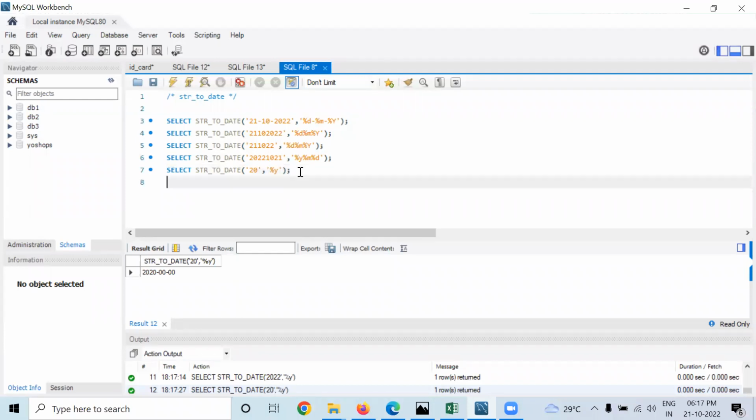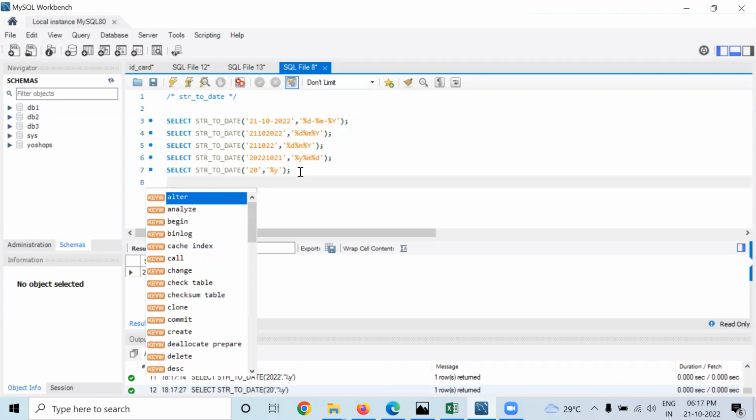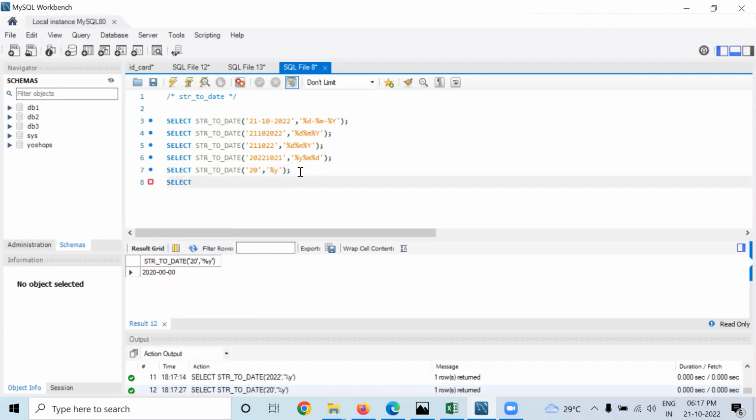Okay. Now if I am putting select str_to_date within brackets, if I am putting some 13, comma, percentage M, what will happen? What will it show? It shows an error, ma'am, because 13 is not a month. It won't show an error. It will be executed, but it will show null only.